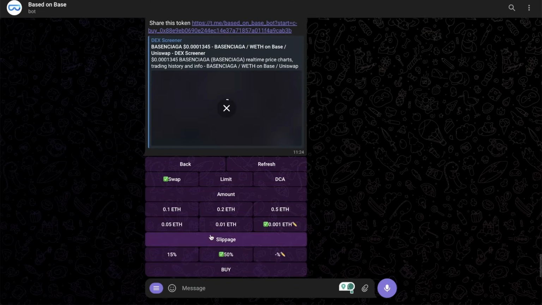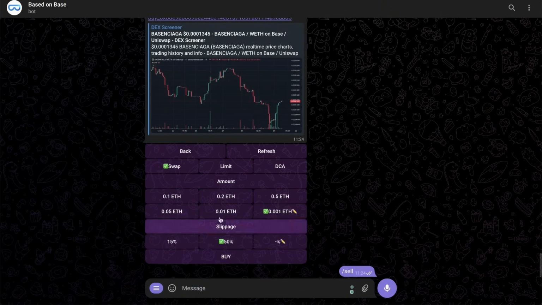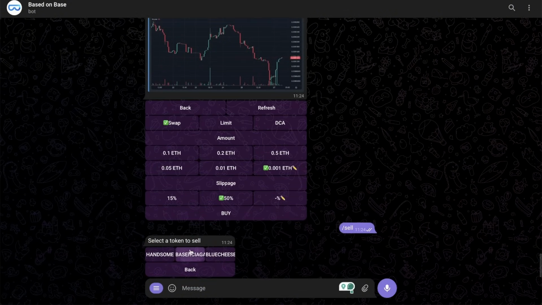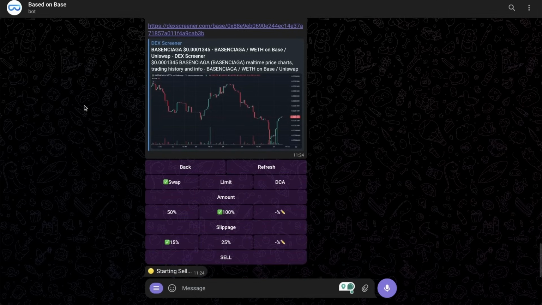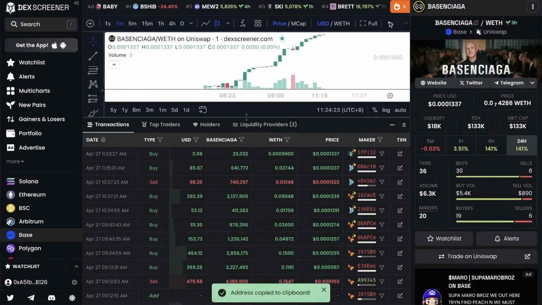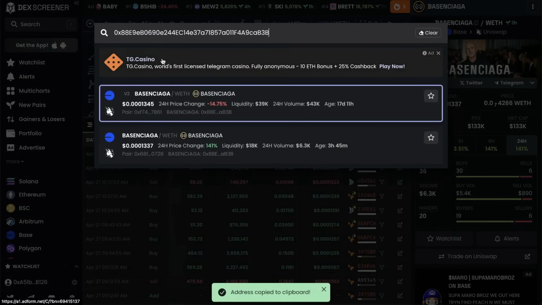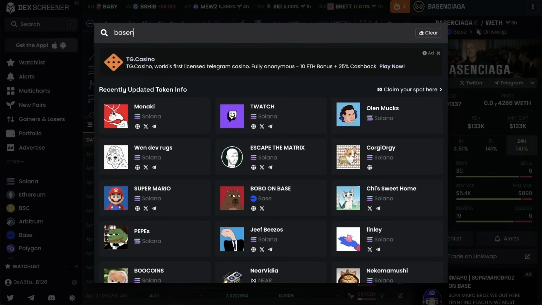sell, sell the token, Balenciaga, 100%. Let's see if it sells. Starting to sell. At the same time, I'm going to check if this already exists. Balenciaga, we get 2 liquidity pools. Okay, that's normal. This is the same Balenciaga.